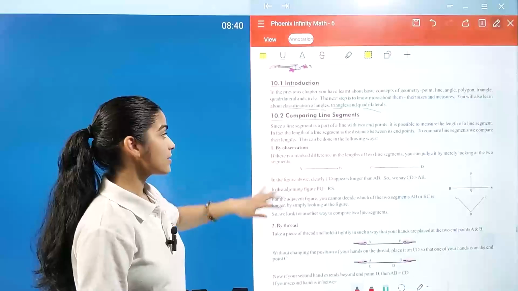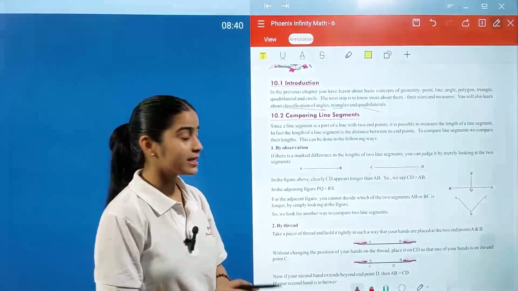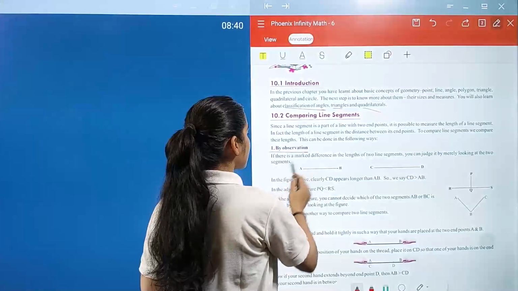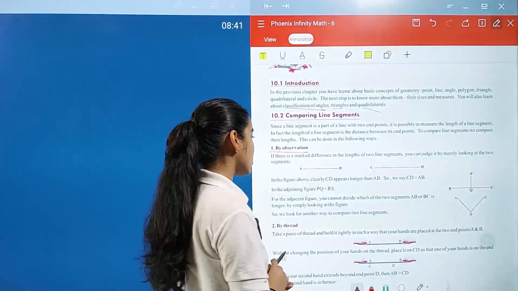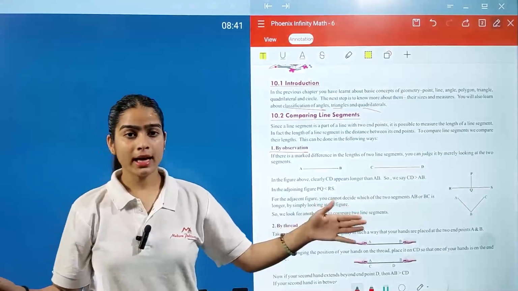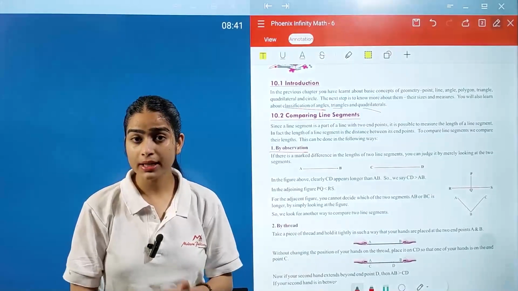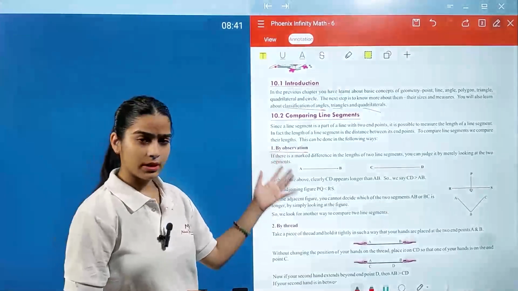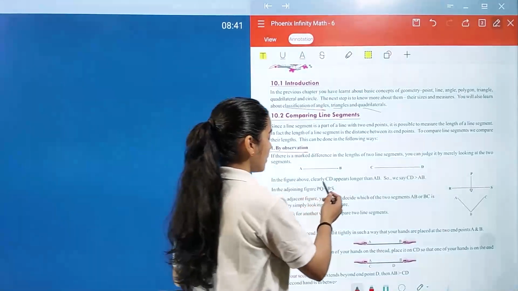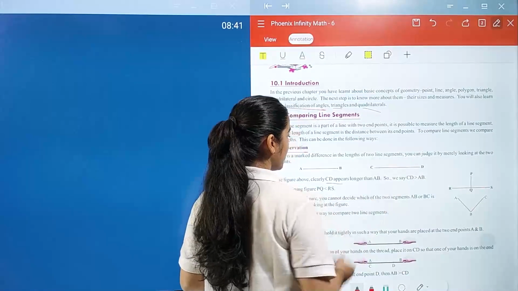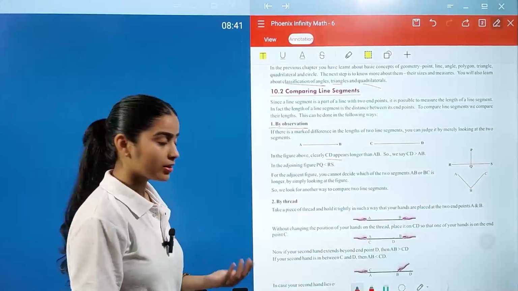So first of all, we have comparing line segments. I hope you remember what a line segment is. By observation, if there is a marked difference in the lengths of two line segments, you can judge it by merely looking at them. For example, if you have a long line and a small line, you can easily say that one is smaller and one is longer. In the figure above, clearly CD appears longer than AB, so we say CD is greater than AB. In the adjoining figure, PQ is lesser than RS.